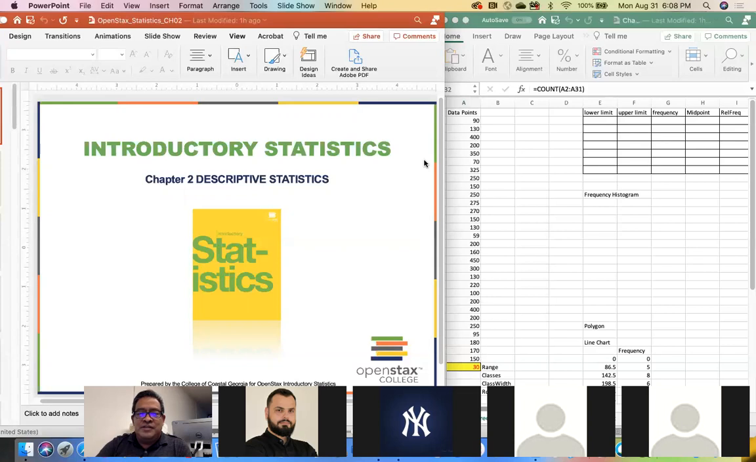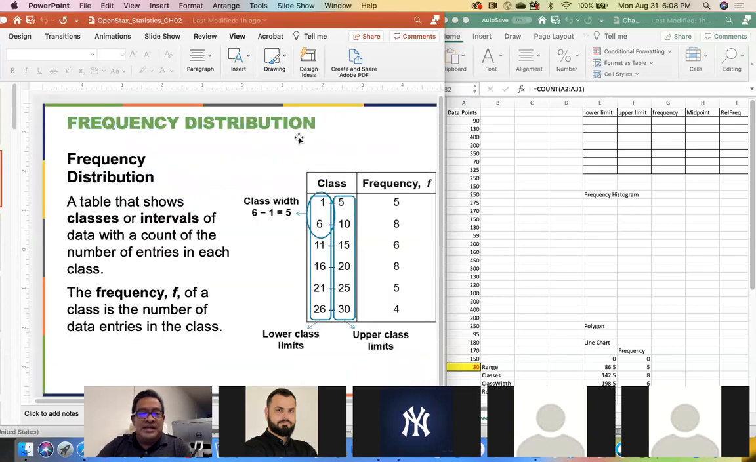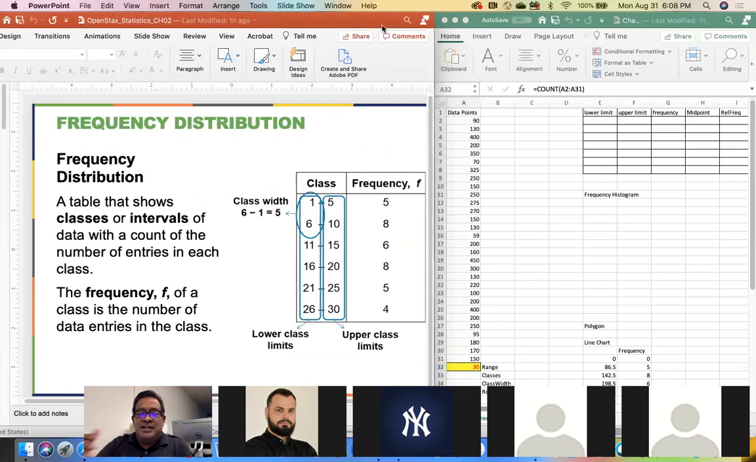So the first thing that I want to show is how to create a frequency distribution table. Probably you know this very well. So we are going to be using very primitive tools for Excel. So a frequency distribution table is a table that shows classes or intervals of data with a count of the number of entries in each class. For example, this is going to be a class.